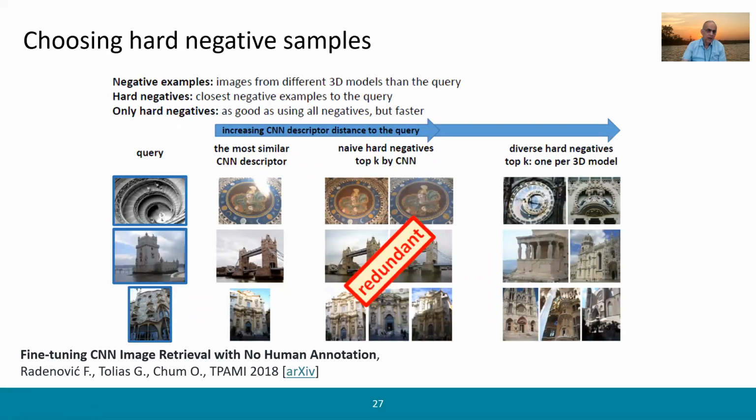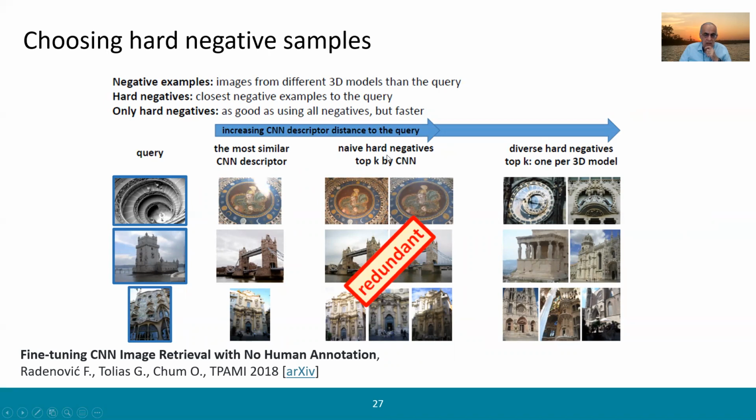So for negative examples, they try and choose negative examples which are diverse. Let's look at this top row over here. There's the query image, and you can see it's a spiral staircase going down. If you just run the system without training or with very little training, you may get a descriptor like this, which is actually a piece of art which has a circular thing in it, but it's coming up as a top hit for this query.